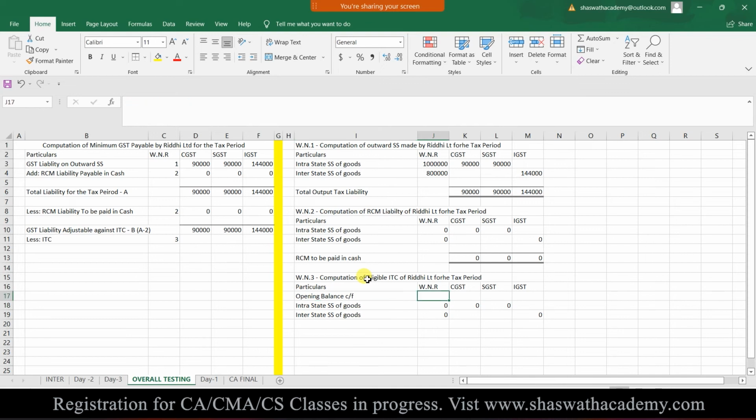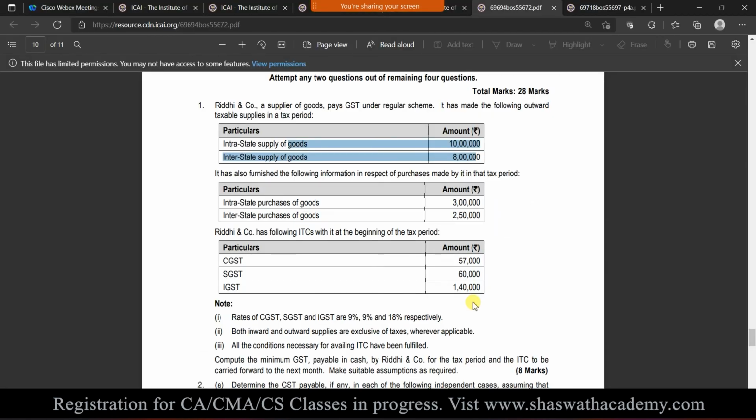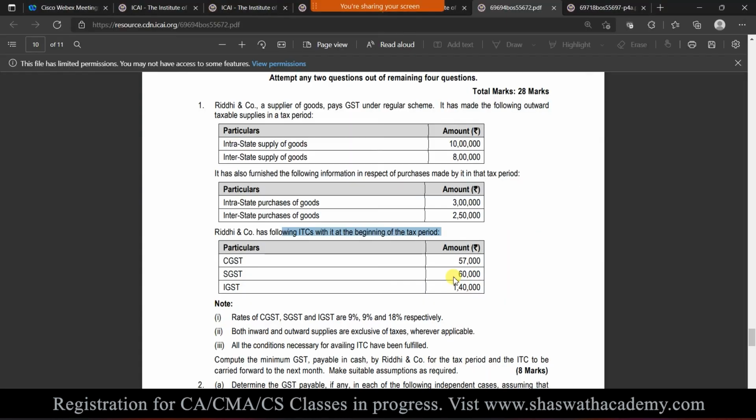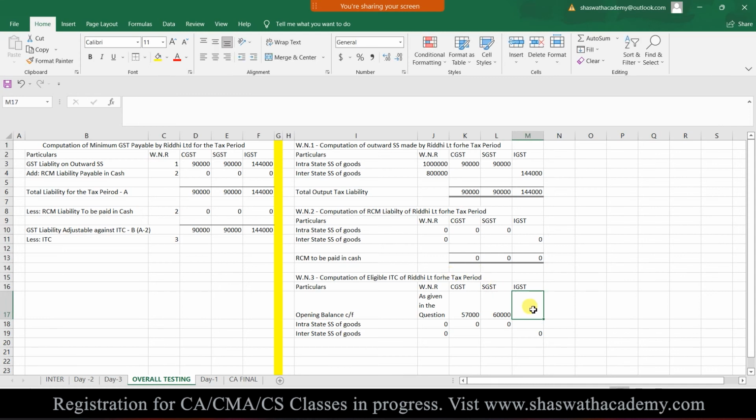And in this question, I am checking whether the opening balance is as given in the question. You have to take it up. And here we go. In this question, I have Riddhi & Co. ITC at the beginning of the tax period, CGST 57, SGST 60. So CGST 57,000, SGST 60,000 is the opening balance, and my dear brothers and sisters, 1,40,000 is the IGST opening balance.